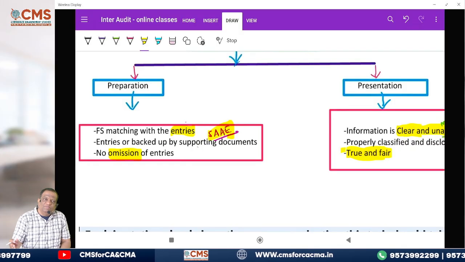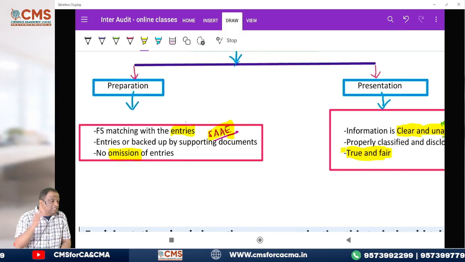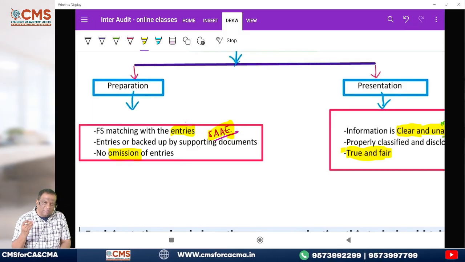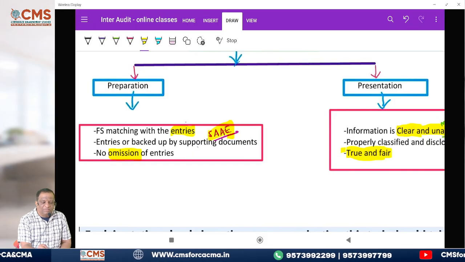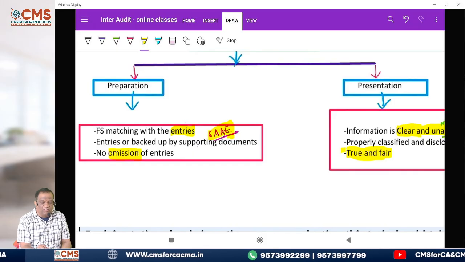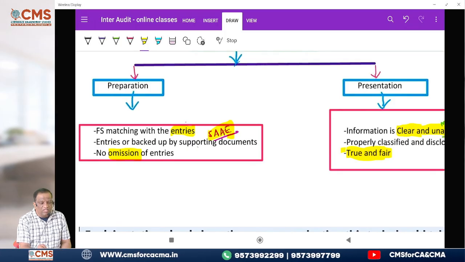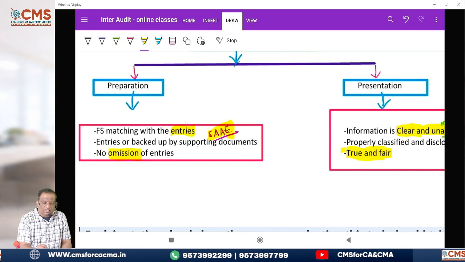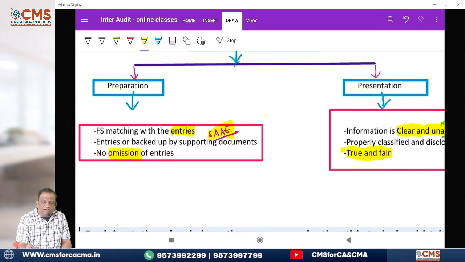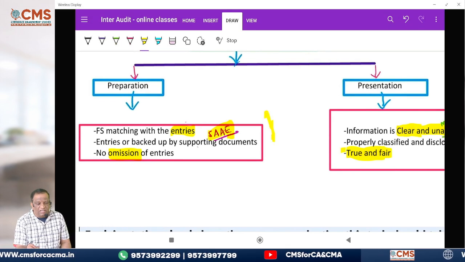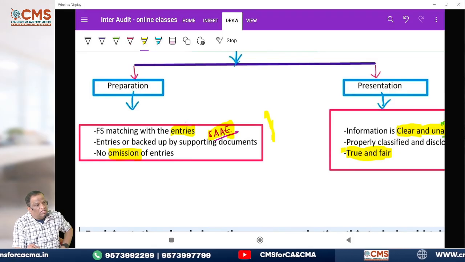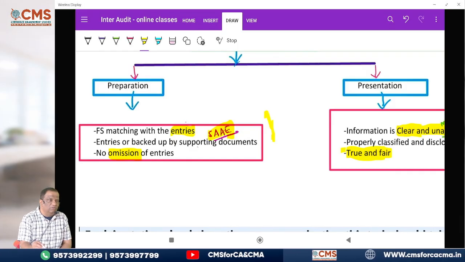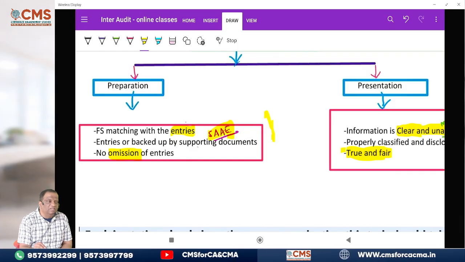Since I am signing on the financials, I will go back. Are these financials matching with the trial balance? Is the trial balance in agreement with the ledgers? Are the ledgers in agreement with the entries? That way, from start to end, I check whether the financials are matching with the entries, and whether those entries I am verifying are backed up by supporting documents. Whatever they have entered as entries, I have verified. But as an auditor, to ensure that the financial information is correct, I also make sure that there are no omissions in entries.